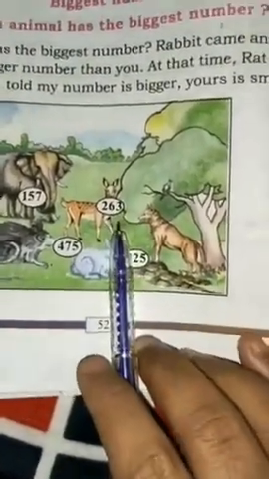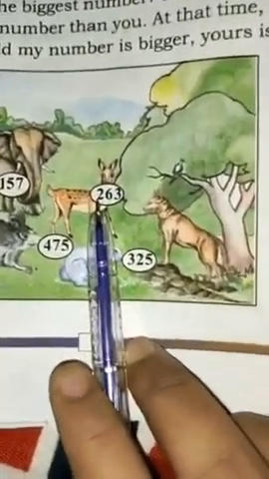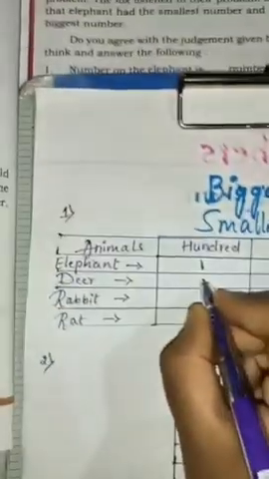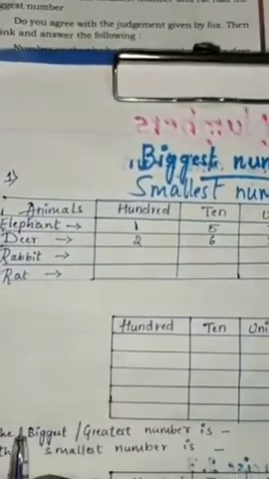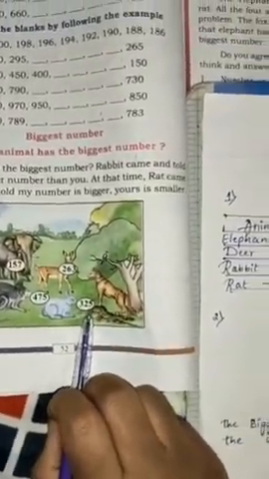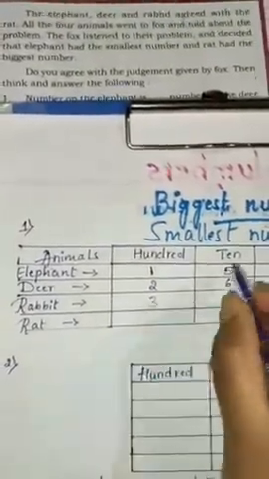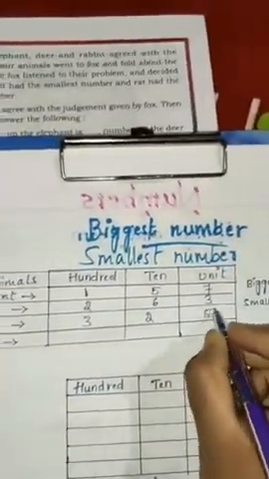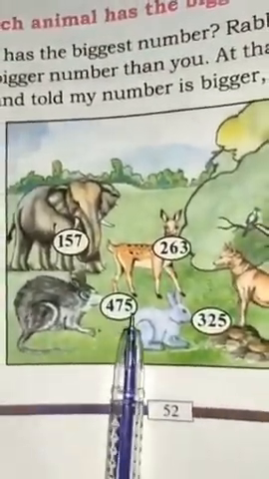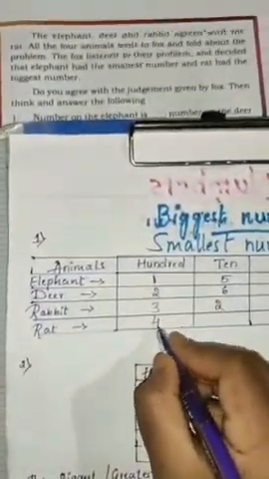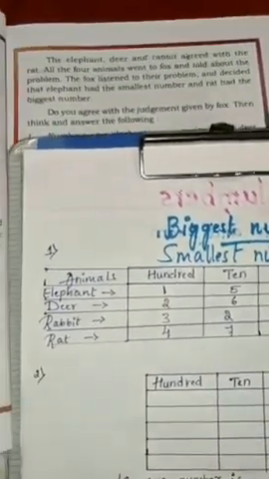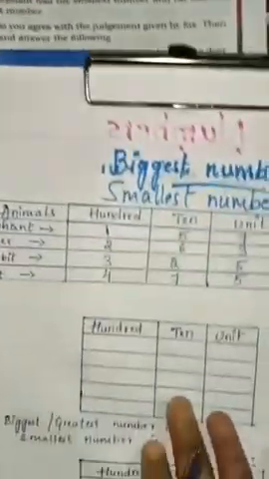So second one is a deer. Okay, what is the number here? It is 263. So a deer is having 263. Right. So next one is the rabbit. So it is having 325. Next one is rat. What is the number on the rat? It is 475. Yes.